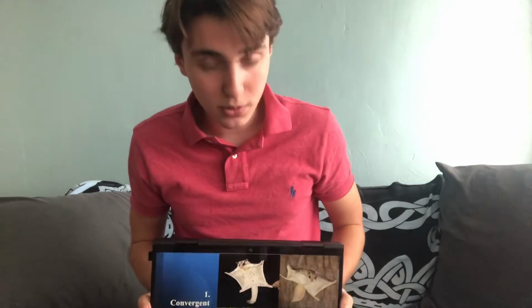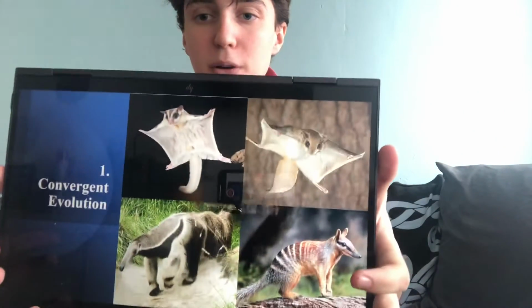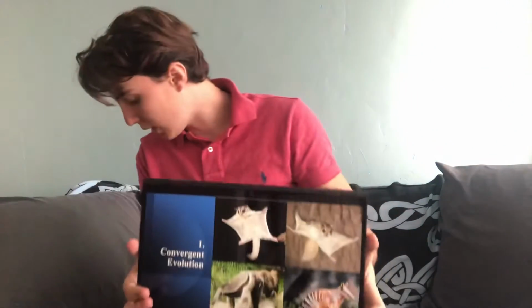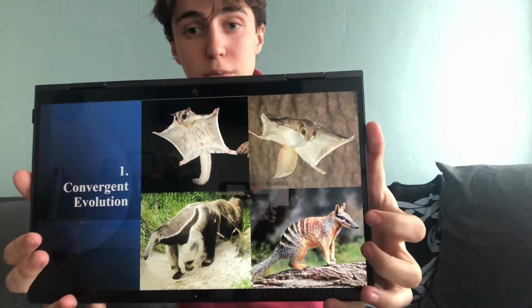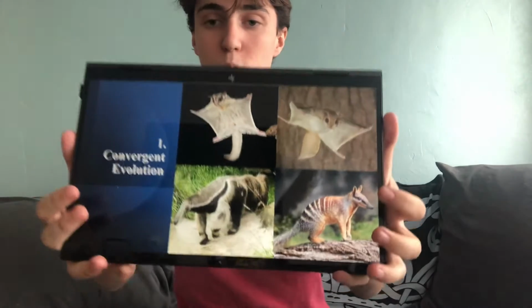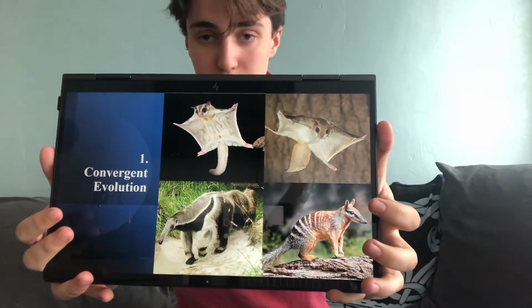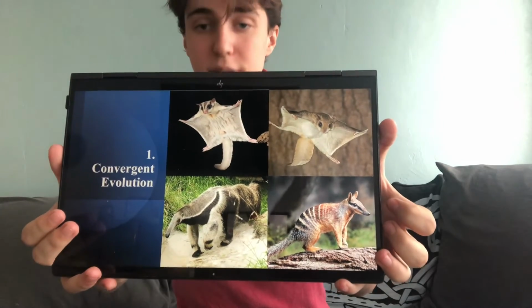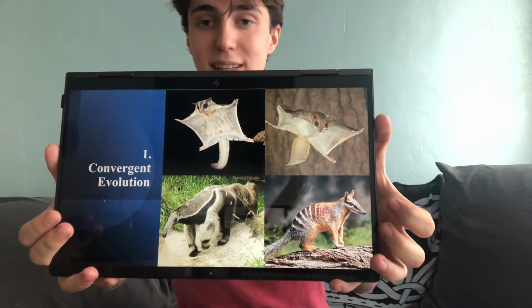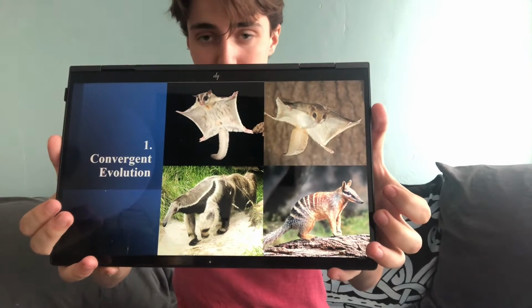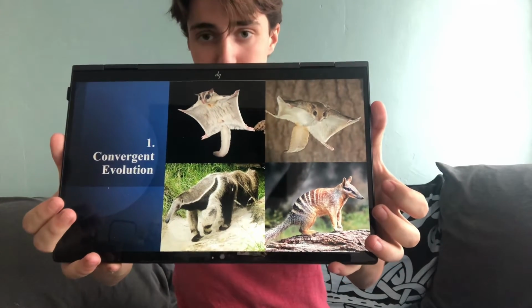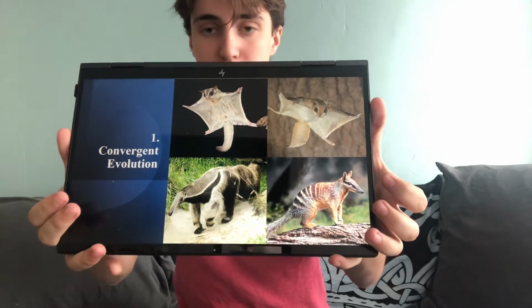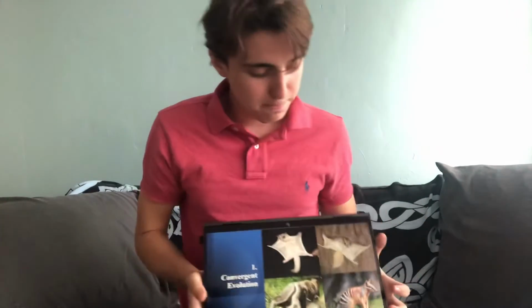My second example is about the anteater and the numbat. One is living in South America and the other one is living in Australia, but the two developed the same long sticky tongue to be able to eat ants and thousands of insects with one lick.